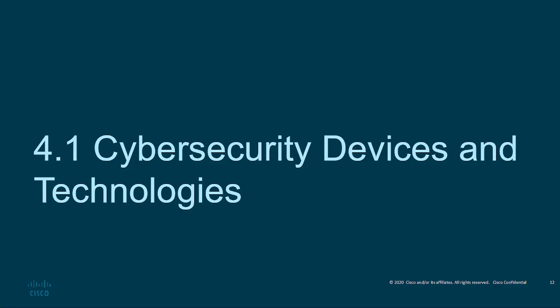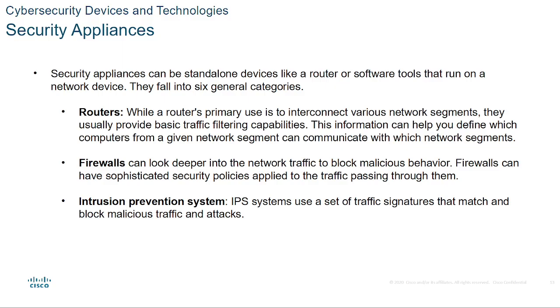Cybersecurity devices and technologies. Security appliances. These can be standalone devices like routers or software tools that run on a network device. So they fall into six general categories. These appliances could be routers. While a router's primary use is to interconnect various network segments, they usually provide basic traffic filtering capabilities. And this information can help you define which computer from a given network segment can communicate with which network segment.